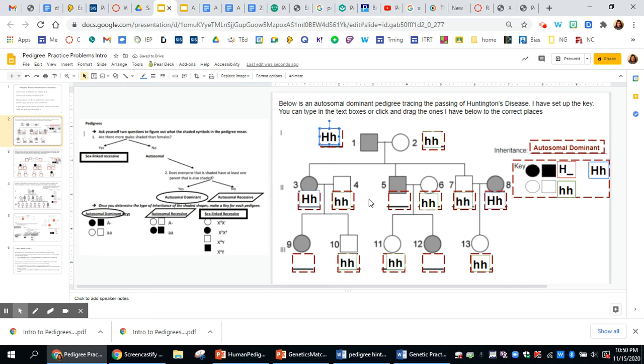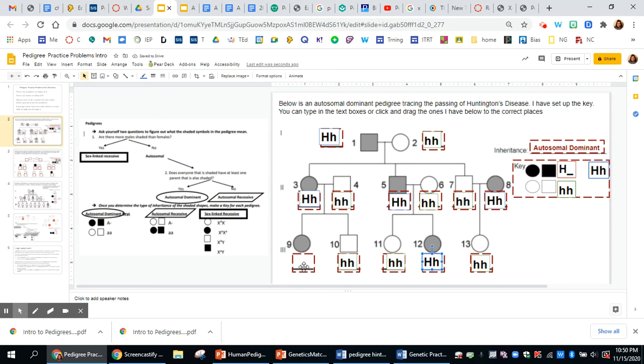If we look in second generation, number 5, we can either look at his mom or we can look at his daughter. Either one. They have two little h's, which means that he has to have at least one little h. Because the square is shaded in, we know he's big H, little h. Now, because of his wife, we know that this individual down here has to be big H, little h.